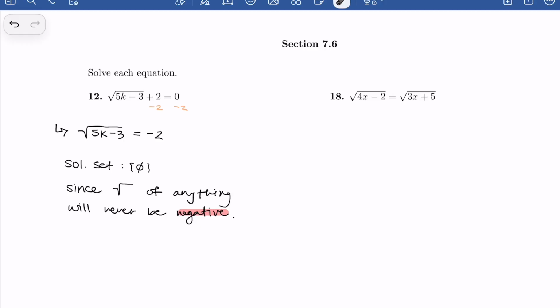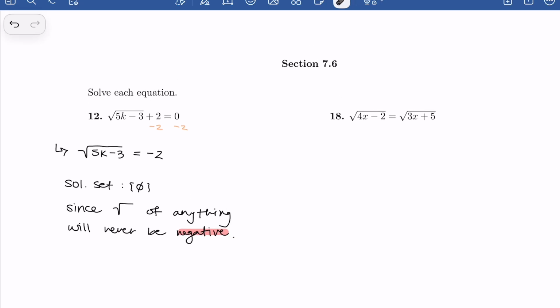Okay, let's look at this next one, 18 here. Now, this one is a little trickier. We are going to get a real solution here, though. Notice we have radicals on both sides of our equation. So technically, the radicals are already isolated. We have one on either side of our equation. So let's just go ahead and apply the power rule. So if I have the square root on both sides, what I'm going to do is square both sides of this equation.